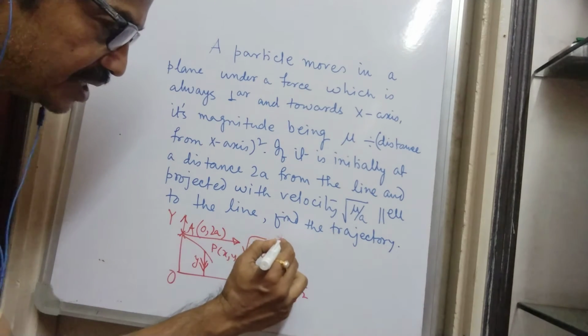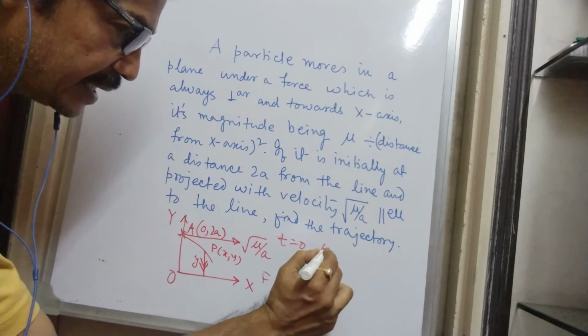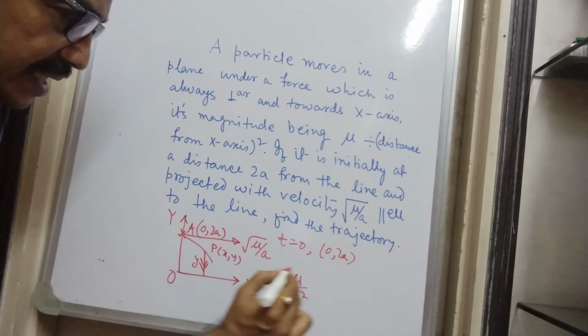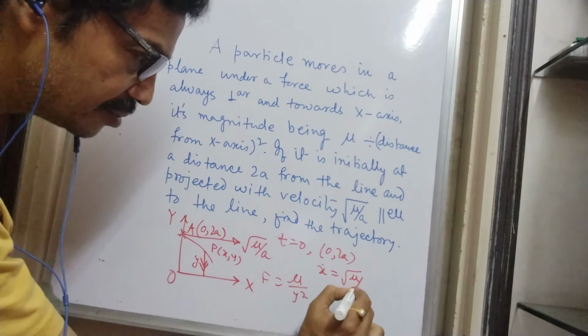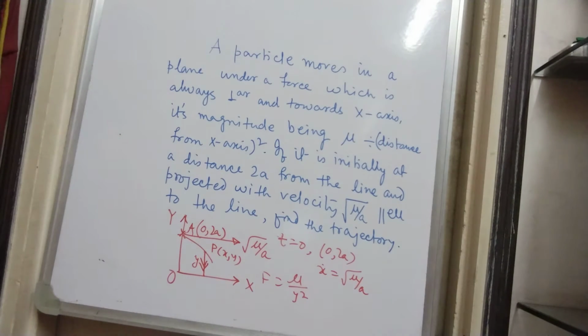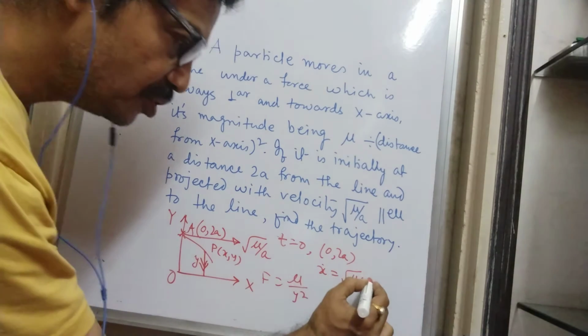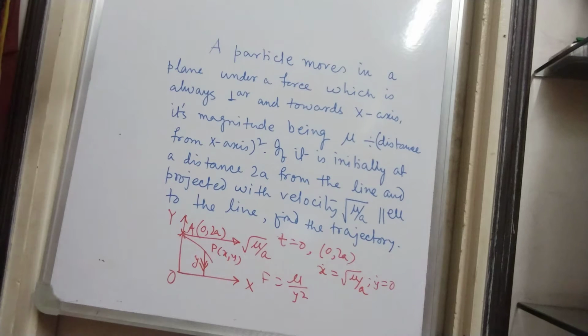This is the initial condition: at t equal to 0, x equal to 0, y equal to 2a, the velocity is x dot equal to root over mu by a. Obviously, since the velocity is along x, y dot will be 0, isn't it so? So now let us move on to write down the equation of motion.